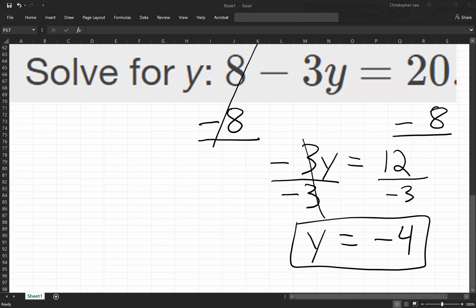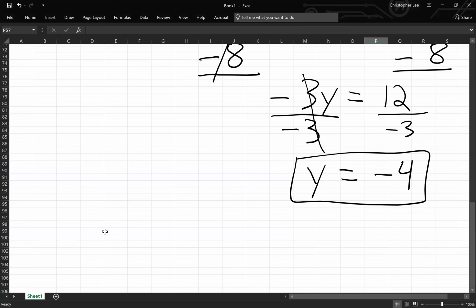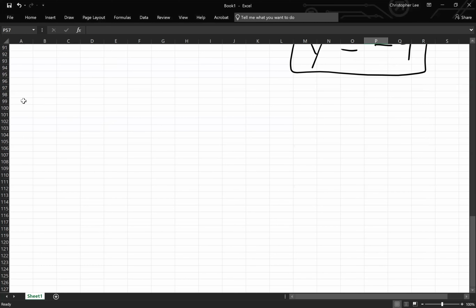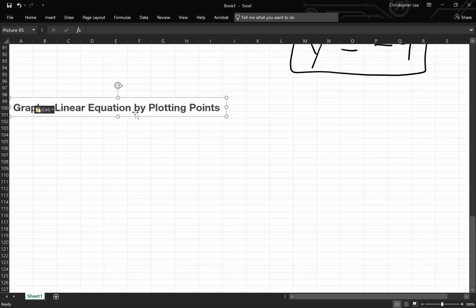So I've got to build the vocabulary a little bit, and then we'll get into an example of what we're doing. All right. So here's the idea. We're going to be graphing linear equations by plotting points.